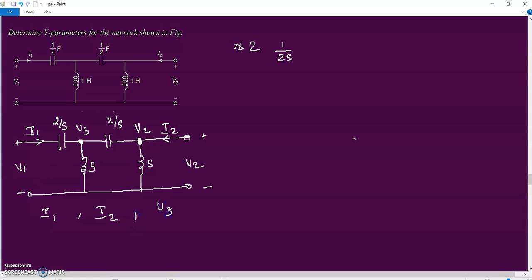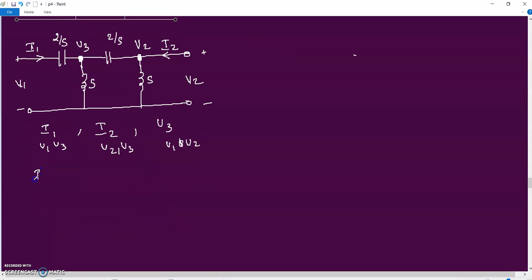So I1 in terms of V1 and V3 we will get, I2 we will get in terms of V2 and V3, and from the third equation, by taking the KCL at this node, we will get V3 in terms of V1 and V2. So we will put this equation in these two equations and find the Y parameter equations, that is I1 in terms of V1 and V2 and I2 in terms of V1 and V2. Thus we will get the Y parameters. Let's see how we can do that.